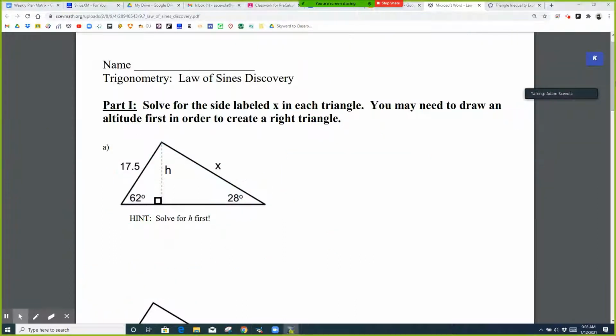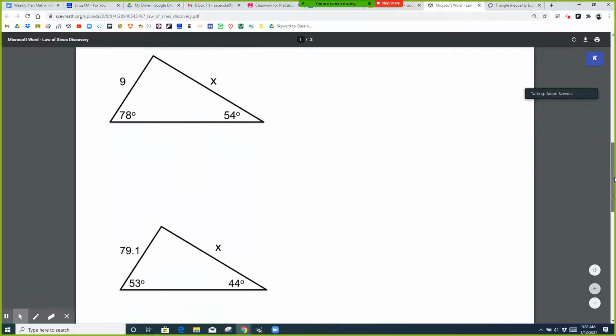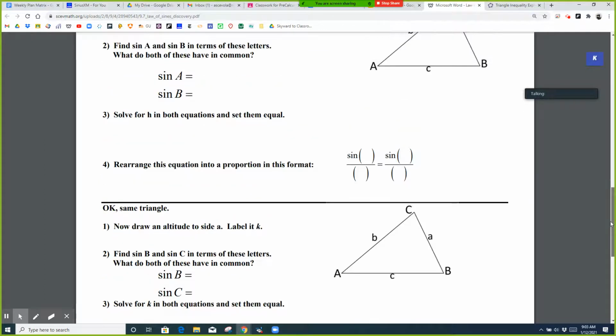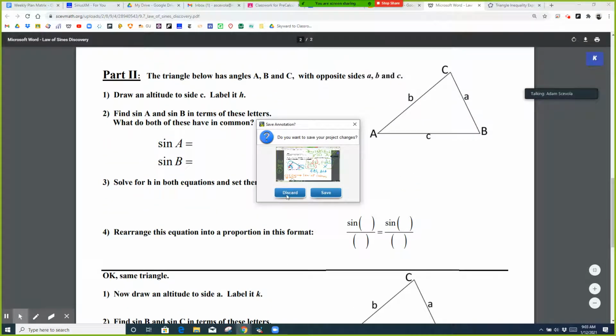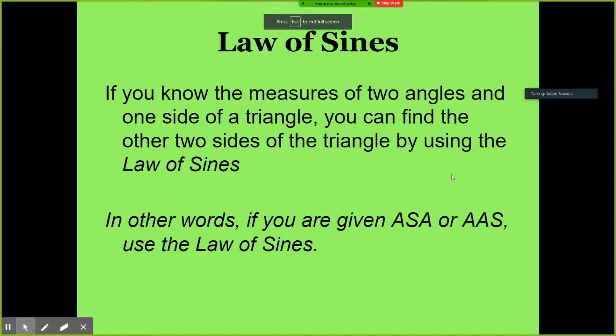Now, if we were to keep doing this worksheet, we would come up with a general formula for the law of sines. But I kind of just demonstrated that for you. So we'll jump right to the formula.